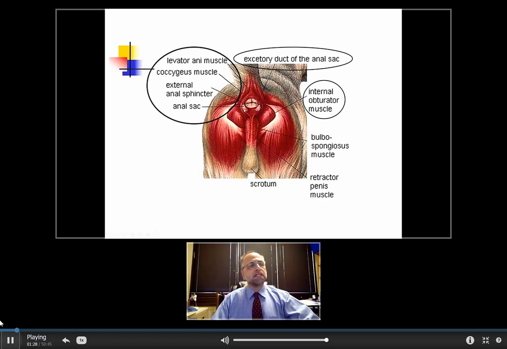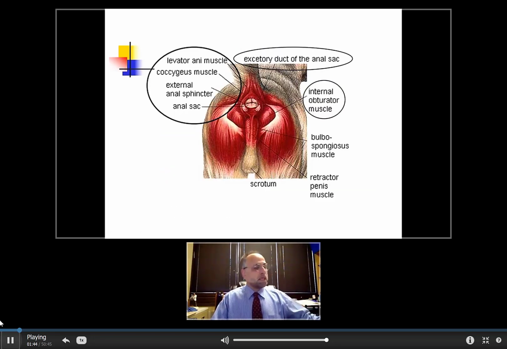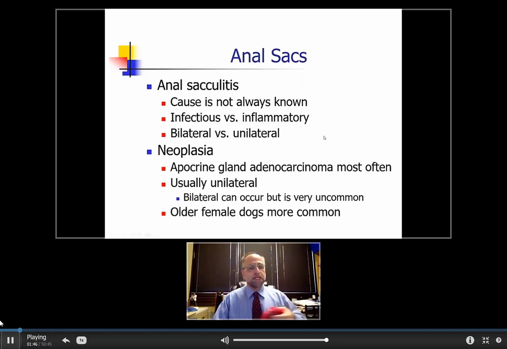Usually at the 5 and 7 o'clock position to the anal opening, and the ducts for those anal sacs are in that same location. The internal obturator muscle is going to be important again to our discussion here in a little bit as we talk about hernias. Let's start with the discussion of the anal sacs.